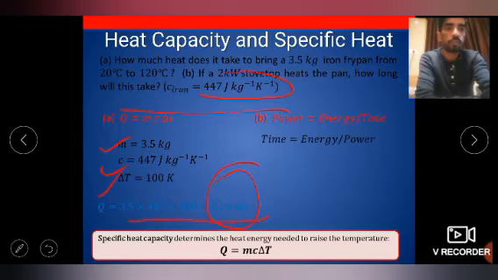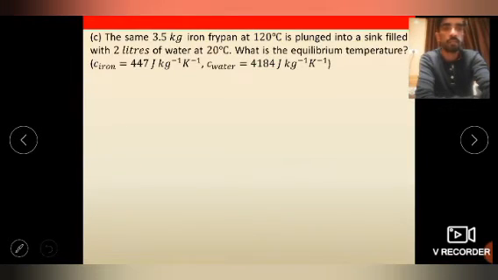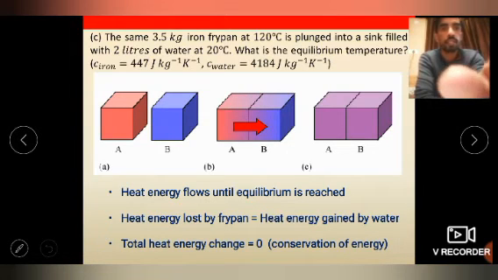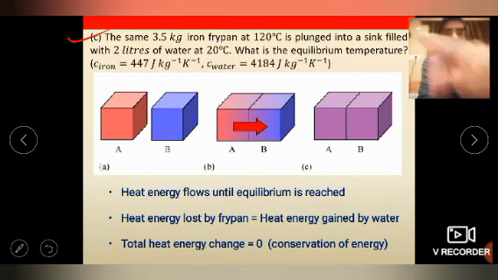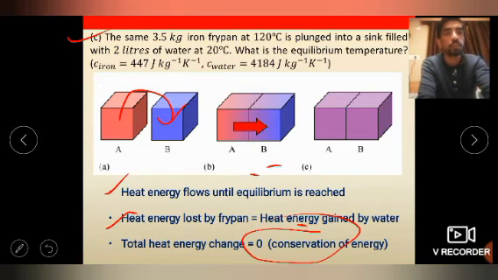Power is equal to energy upon time, so time is energy upon power. You can calculate the power also. So in this equation, when heat transfers from A to B, heat energy flows until equilibrium is reached. Heat energy lost by the fry pan is gained by the surroundings. It means the net heat energy is 0.